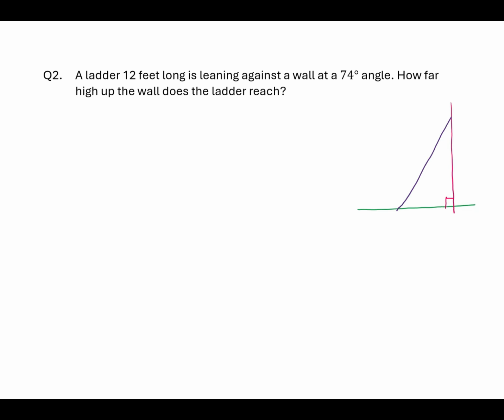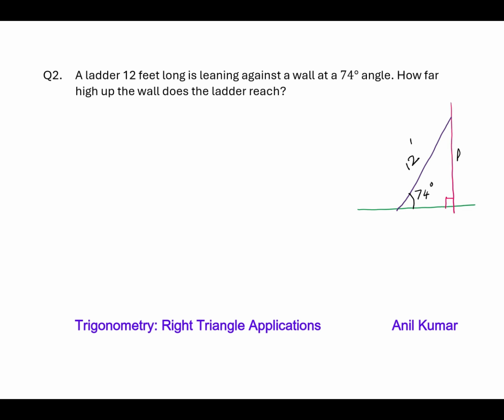We are given that the ladder is 12 feet long, so length of the ladder is 12 feet. Leaning against the wall at 74 means this angle of 74 degrees. How far high up the wall does the ladder reach? So how far high? We don't know. Let it be h, right? Let's label this as, let's say, ABC. Now, in this particular diagram, you see it's a right angle triangle.